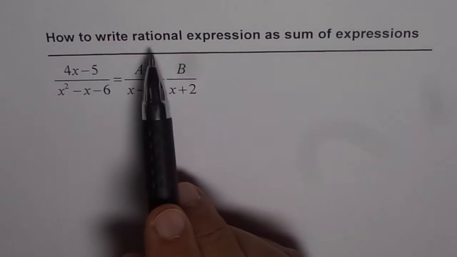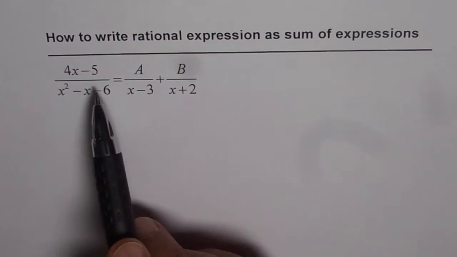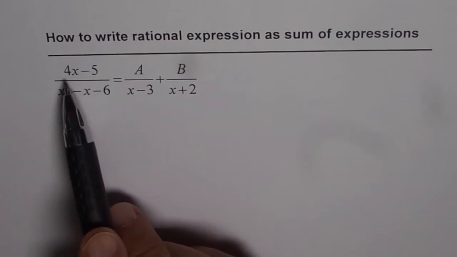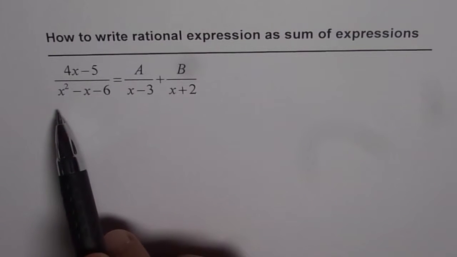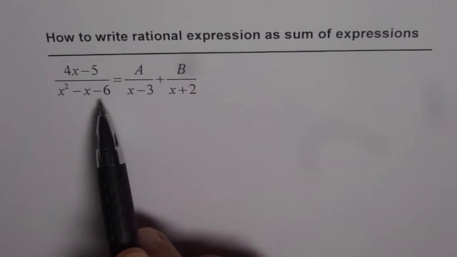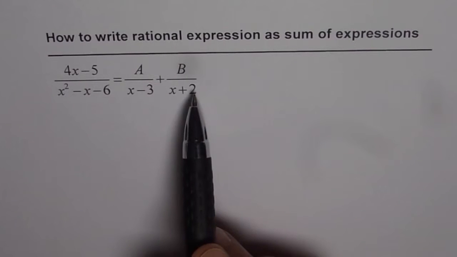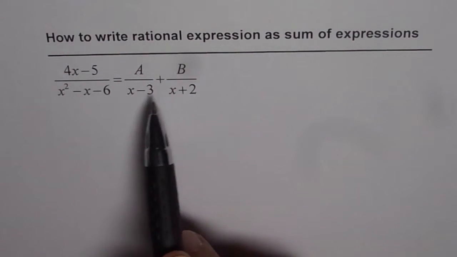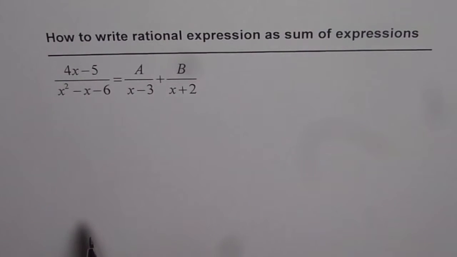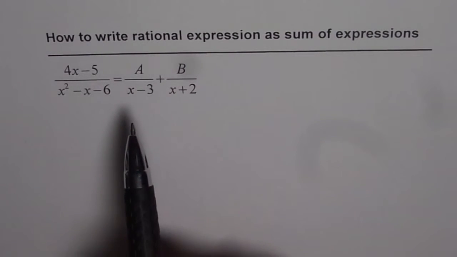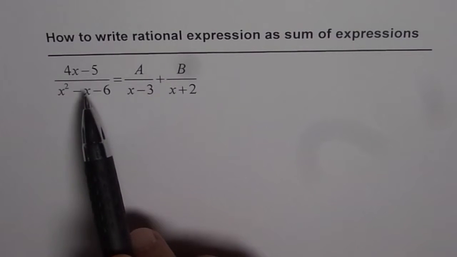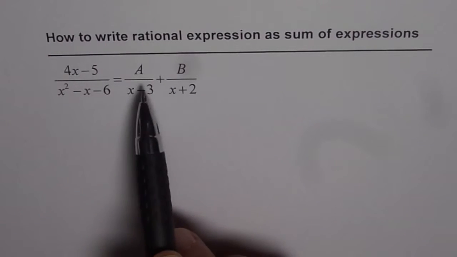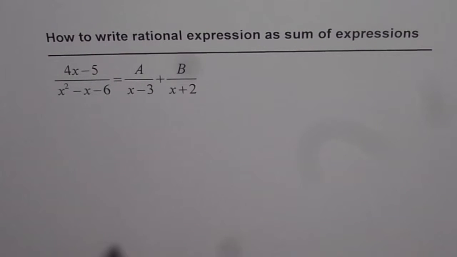It says how to write a rational expression. On the left side we have an expression which is 4x - 5 divided by x² - x - 6. And on the right side we have a sum of two rational expressions. So really the question is, if you are given a rational expression, how can you write it as a sum of two rational expressions? Let us see how we can do it.